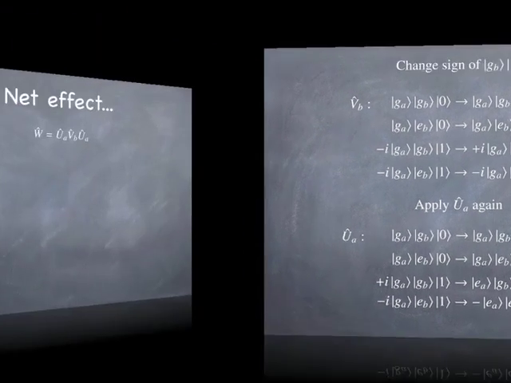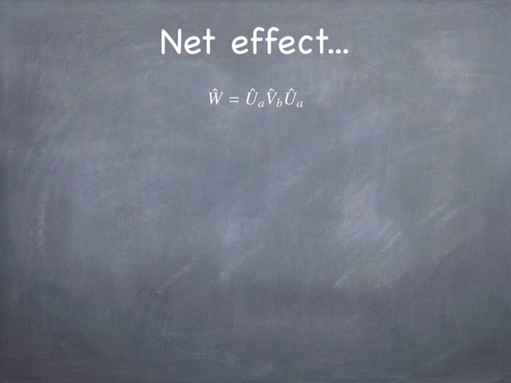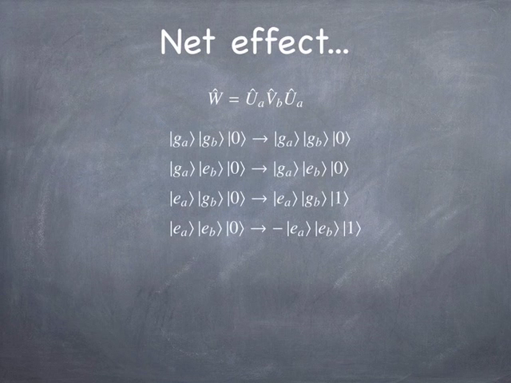And if you apply all three of these together, if you take U_A, V_B, U_A, if you go back and look at all those transitions, you'll see that the net effect is that if ion A starts out in the ground state, nothing happens. If ion A starts out in the excited state, then you either get a nothing or you get a minus one factor depending on the state of ion B. So if ion B is in the ground state, nothing happens. If ion B is in the excited state, you end up with a net phase change of minus one. And that's a consequence of the phases that get added for the various operators. But that's it. Once we have this, we can make a CNOT.